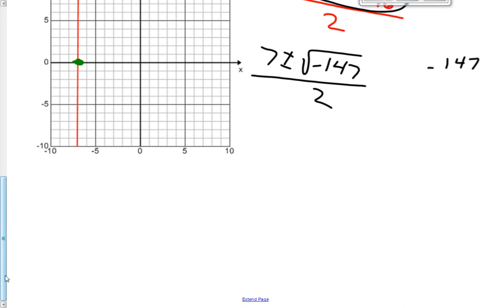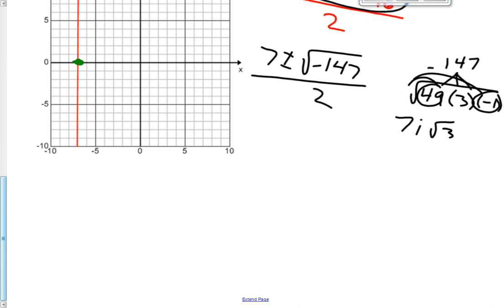Negative 147 can be broken down into 49 multiplied by 3 multiplied by negative 1. So I can take out the square root of 49 to make 7, and I can take out the square root of negative 1 to be i. So it's 7i square root 3. So my answer, 7 plus or minus 7i square root 3 all over 2.